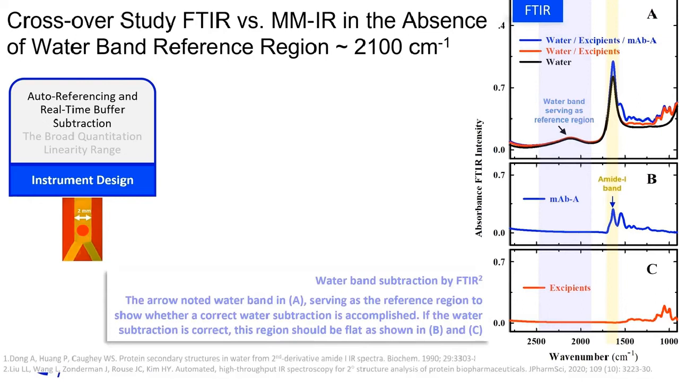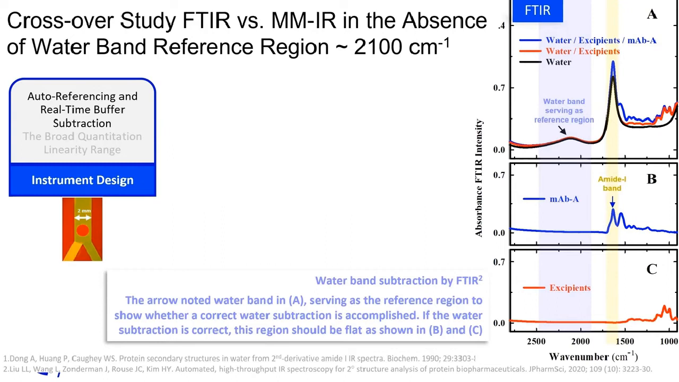while introduced in traditional FTIR, this arrow-noted water band in figure A serves as the reference region to show whether correct water subtraction is accomplished. If the water subtraction is correct, this region should be flat, as shown in figure B, for the buffer-subtracted spectrum of MAP-A.